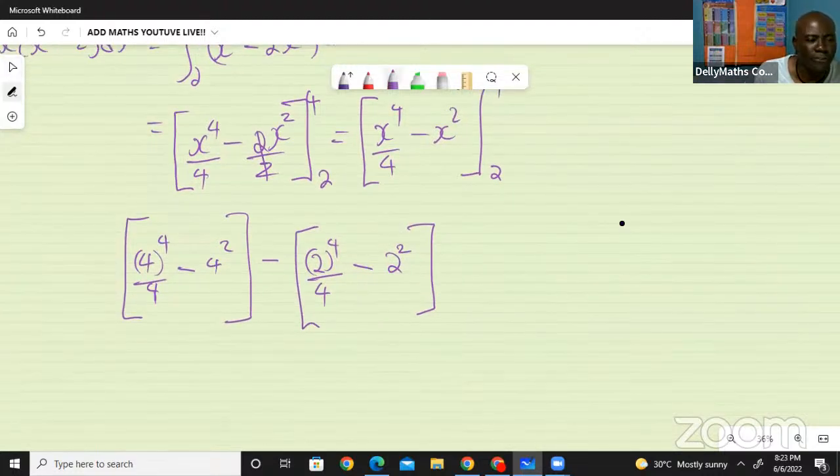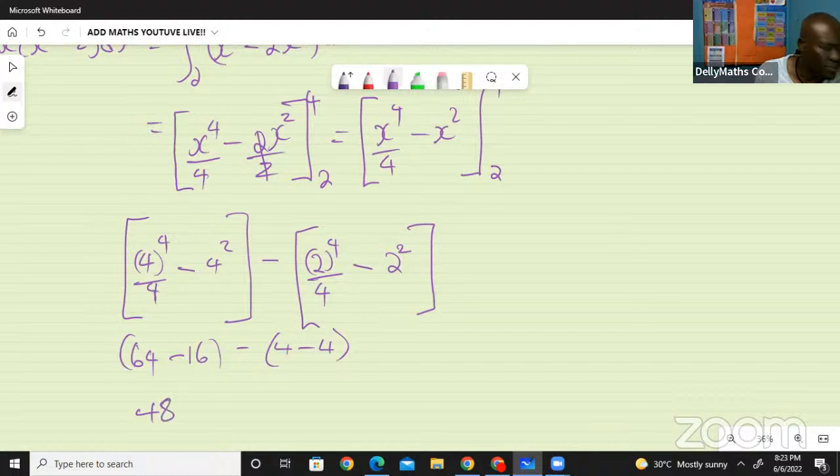This gives me 4 to the third, which is 64. Then 64 minus 16 in the front piece. Then this is 4 minus 4, which is 0. So this is 48. 48 minus 0 is 48, guys. So the answer is 48 for the definite integral.